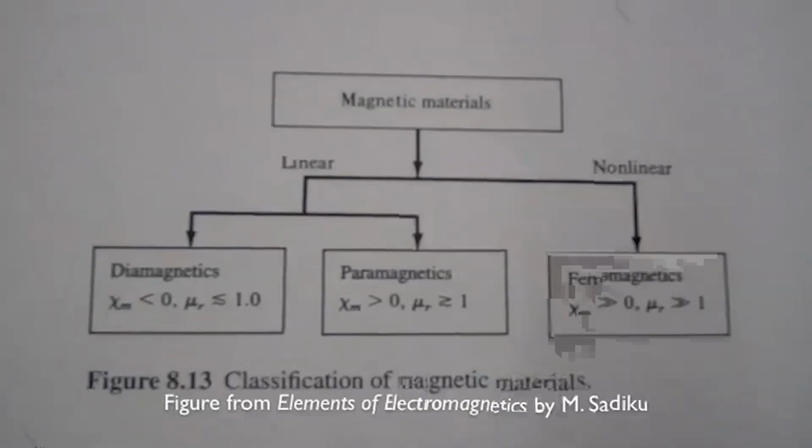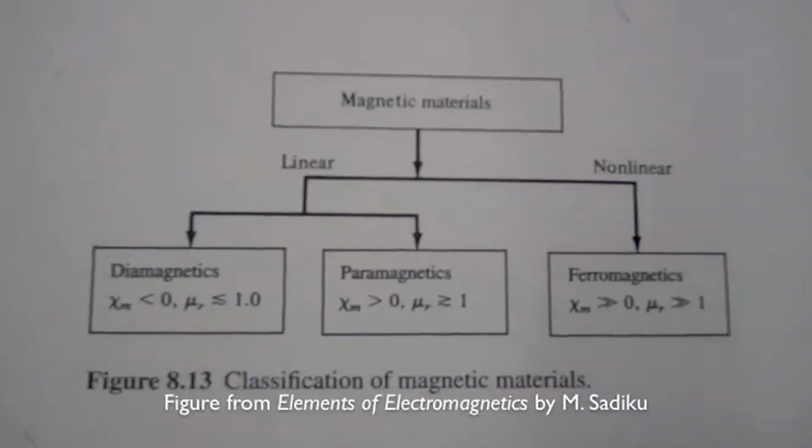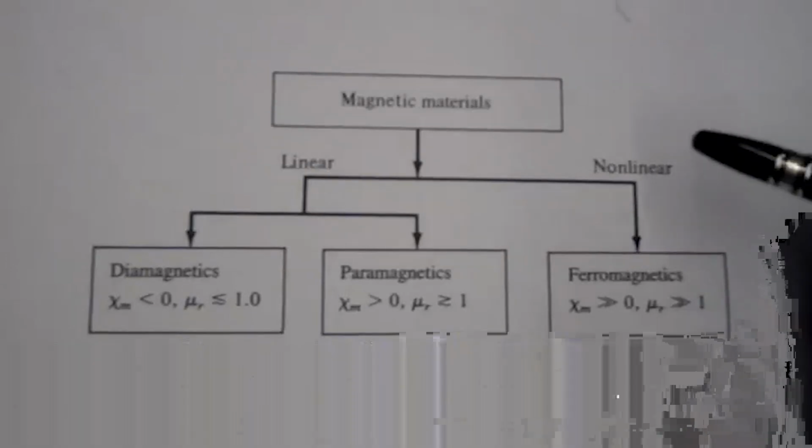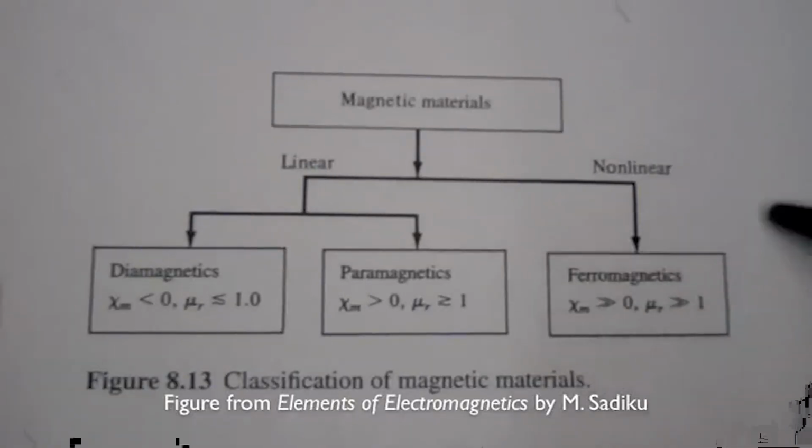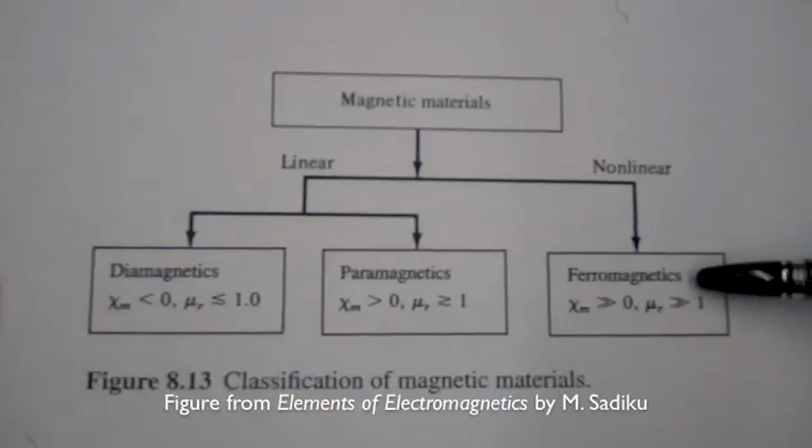Here's a chart from your textbook showing how we can classify materials. Over here we have the nonlinear materials referred to as ferromagnetics. These are materials that are strongly attracted to a magnet. Examples are iron, nickel, cobalt.